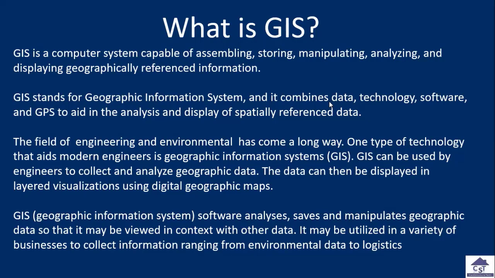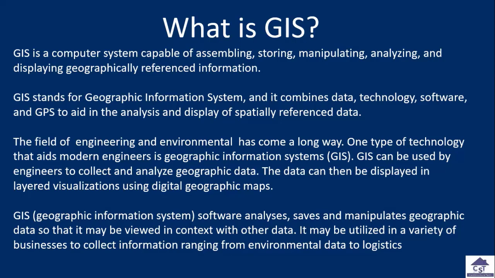Okay, so it's a very simple thing using GIS. So one of the things that we need to consider is our ability to use those location data that we have to take our own construction decisions. Okay. Now, GIS, Geographic Information System software, analyzes, saves, and manipulates geographic data so that it may be viewed in context with other data. Now in the construction industry, we talk about building information modeling. So when we talk about combining GIS data with other data, we can combine GIS data, which is Geographic Information System data, with building information modeling data.